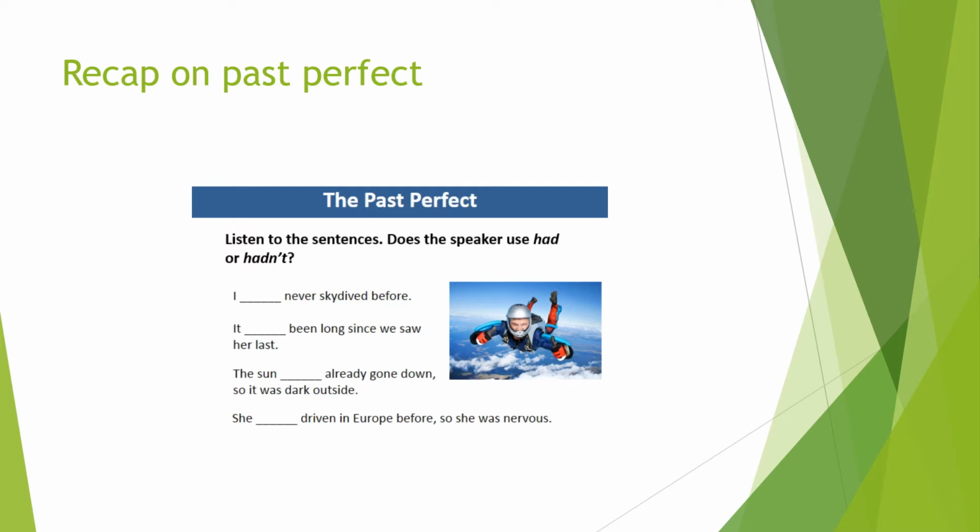Listen to the sentences. Does the speaker use had or hadn't? I had never skydived before. It hadn't been long since we saw her last. The sun had already gone down, so it was dark outside. She hadn't driven in Europe before, so she was nervous.